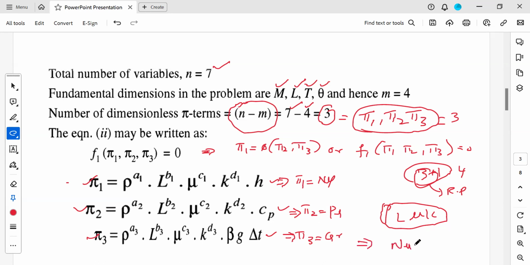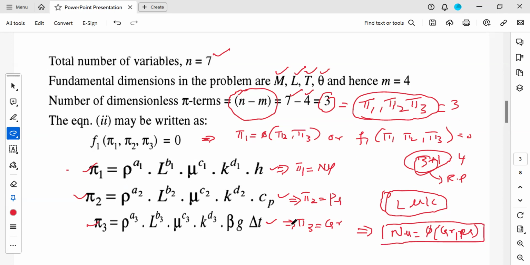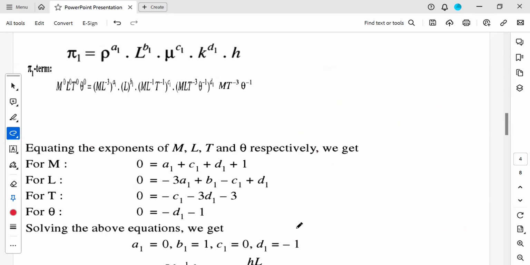number, is a function of the Grashof number and Prandtl number in case of free convection. So this is the relation we are going to establish by using dimensional analysis in the case of the free convection process. So let us take the pi 1 term first. Let us consider the pi 1 term and apply dimensional homogeneity.